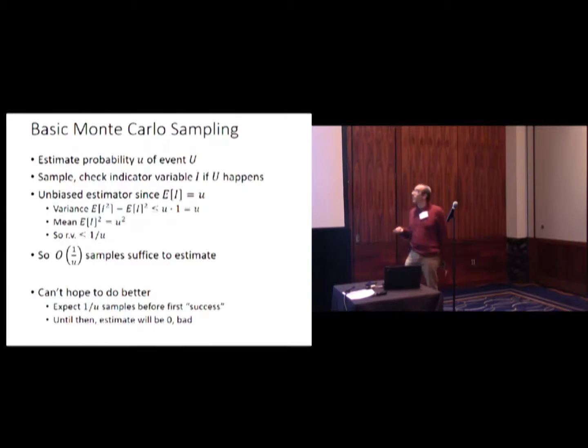Since it's an indicator variable, its variance is very easy to compute, and actually I'm just going to look at the expectation of the square, which is an upper bound on the variance, and that is u. On the other hand, the square of the mean is u squared, so when I divide them, I get a relative variance of 1 over u, which tells me that 1 over u samples suffice to perform the estimate. You'll notice you can't really hope to do better, because I expect to need 1 over u samples just in order to see any occurrences of the event, and until I see one, my estimate's going to be 0, which is obviously not a good estimate.